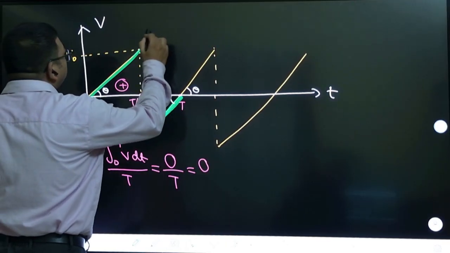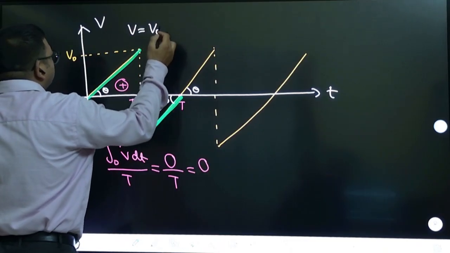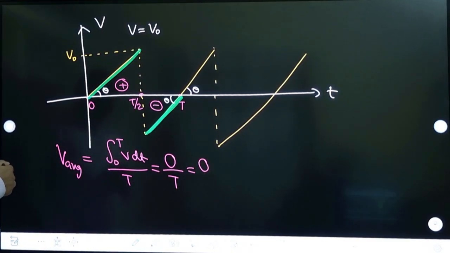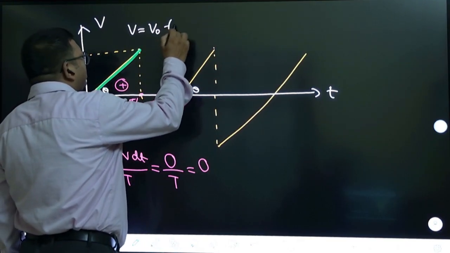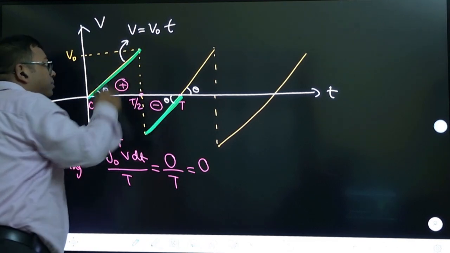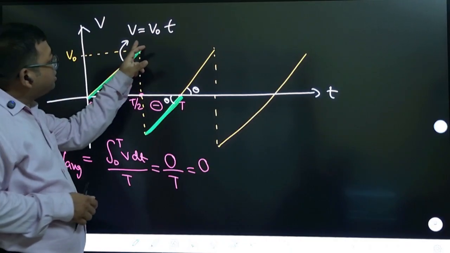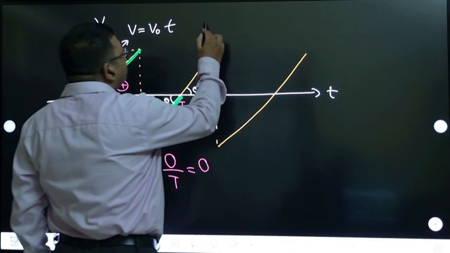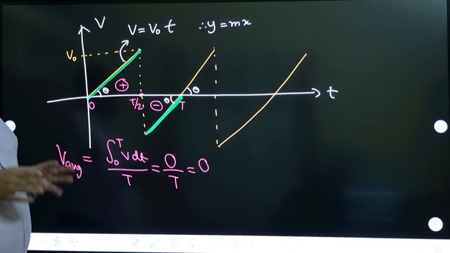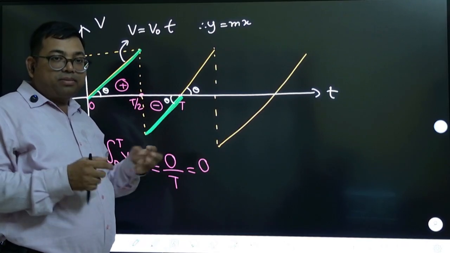I think I also gave you the equation of this line, correct? V equal to V naught t, something like this I gave. So if you see this equation, this is the equation of a line, y equal to mx. I hope you know this equation. Y equal to mx is a line passing through the origin. That much you know, right?